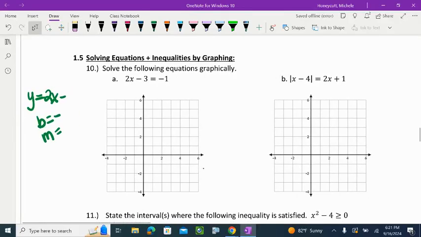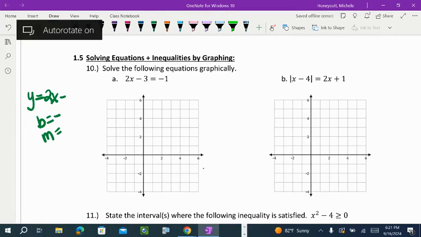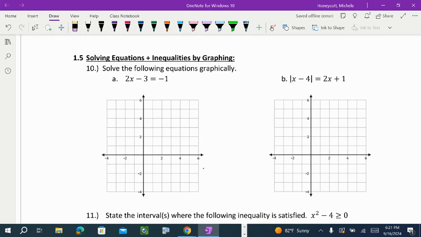For number 10, we need to solve both equations graphically. Now I know you could solve y equals 2x minus 3 equals 1 algebraically, but here you're asked to solve them graphically. So that means you're going to graph the left side, y equals 2x minus 3, and you're going to graph the right side, y equals negative 1.